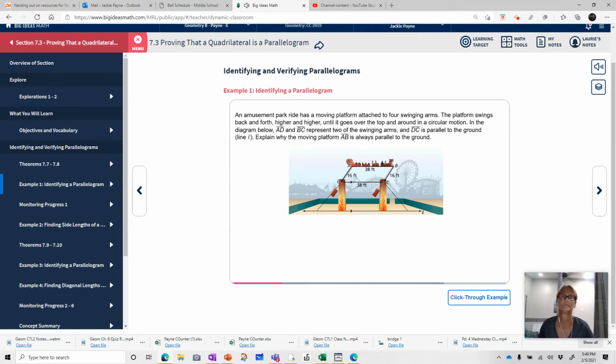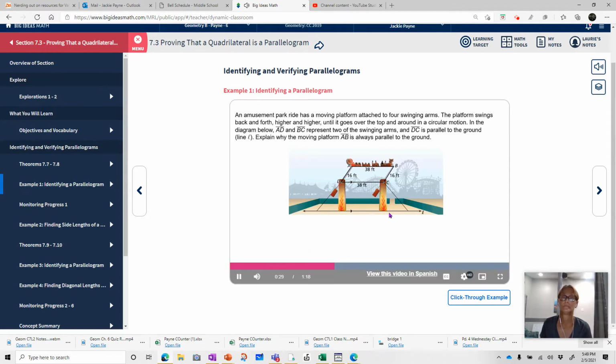In the diagram below, segment AD and segment BC represent 2 of the swinging arms, and segment DC is parallel to the ground, line L. Explain why the moving platform, segment AB, is always parallel to the ground.